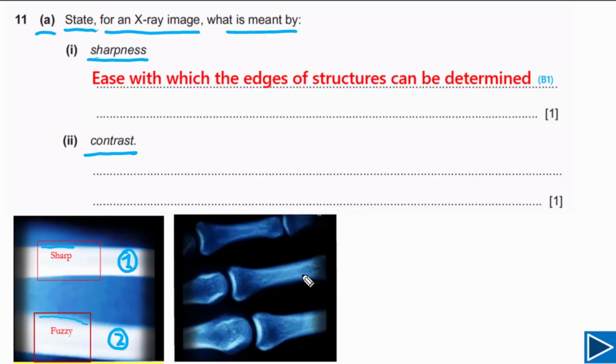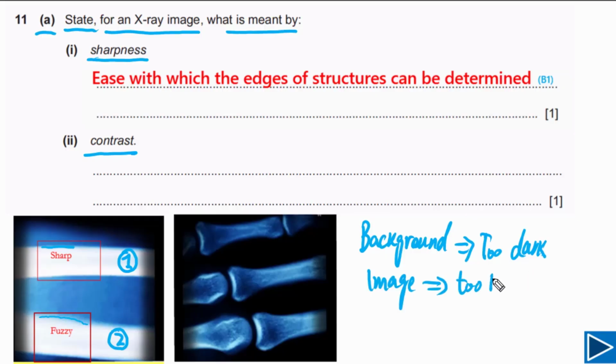Contrast simply means the difference in degrees of blackening. Let me write down here: let's say the background is too dark. We can say the background is too dark, and we can simply say the image is too bright. So in this case, the image has good contrast. Because the background is too dark and the image is too bright, it means that is good contrast.